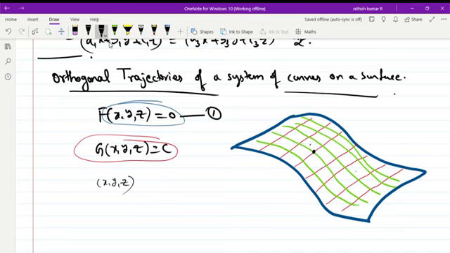Now the tangential direction to the curve through the point.